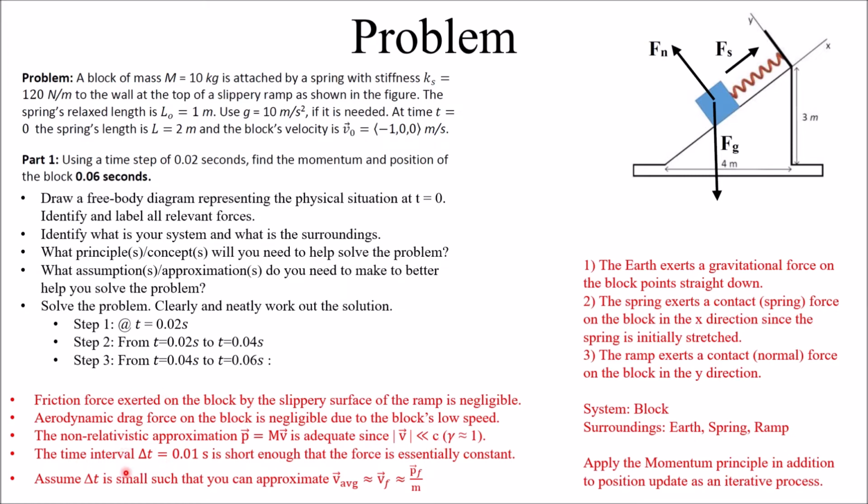And we also can say that the time interval of 0.01 seconds is short enough so that the force is essentially constant. In this case, they actually use 0.02 seconds. So we're basically saying the time step that we use is pretty much good enough. Even though the force is changing, we're using a small enough time step so that we can assume it's constant. And we also assume that this time step is small enough so we can approximate that v average is approximately equal to that final velocity, as we saw a little bit earlier.